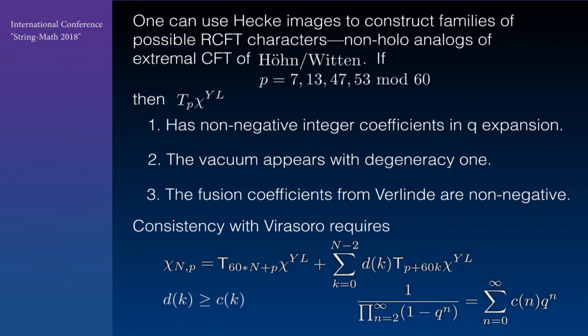But you can fix that by adding Hecke images with some coefficients, which have to satisfy an inequality with respect to the decomposition of the vacuum character of Virasoro. So you can build these possible characters that are, for various values of n, generalizations of the extremal conformal field theories that Ed was talking about.